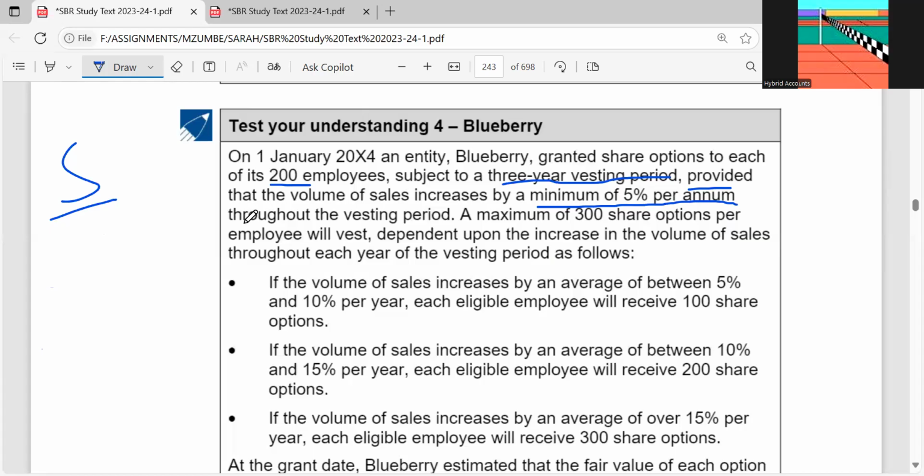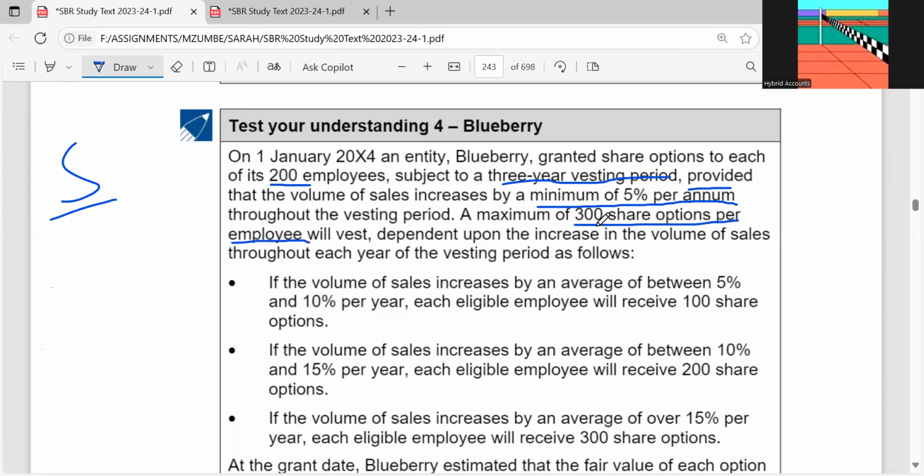Through the vesting period, each year the volume of sales should be increasing by at least 5%. In the case that doesn't happen, we don't recognize an expense, right? In case it happens, we do recognize. A maximum of 300 share options per employee will vest. So you can see this is the number of options per employee. You see how simple it is.